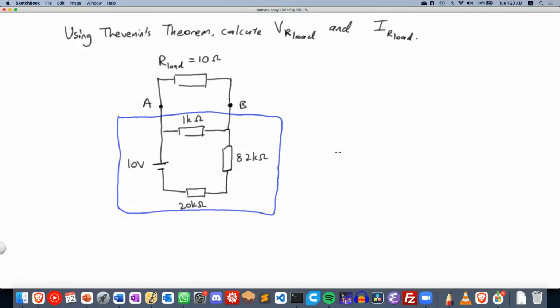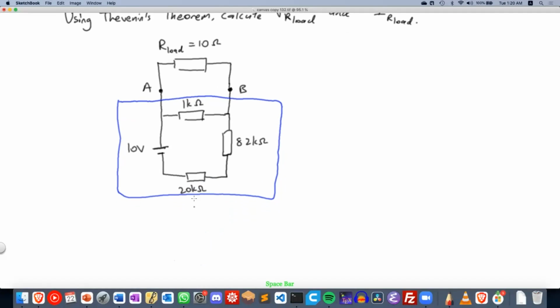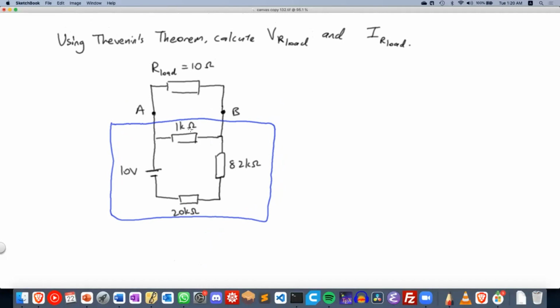Okay, so we're given this circuit and we're required to find the voltage across R load, and the current through R load. You can use Thevenin's theorem for this question. To do so, we treat the blue part of the circuit as the part that we're going to perform Thevenin's theorem on.